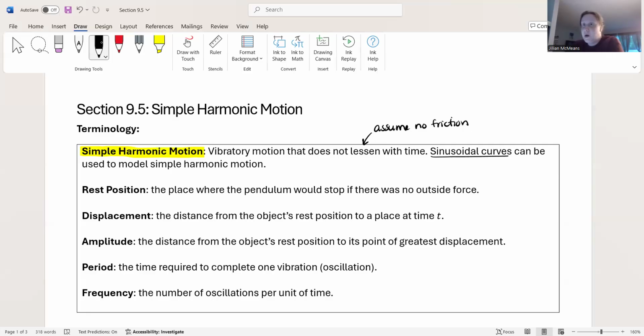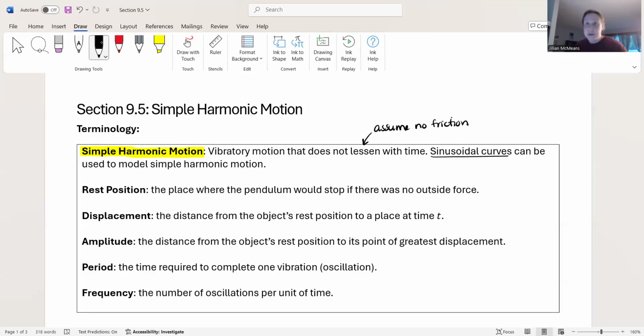The displacement on one side, so if we're at the center position and we go up, the distance from the center position to the highest maximum point is going to be the same as the distance from that center position to the lowest point. And again, the time for one, we'll call it oscillation, or you'll hear some people say one vibration, is going to be the same. Okay, so that is simple harmonic motion.